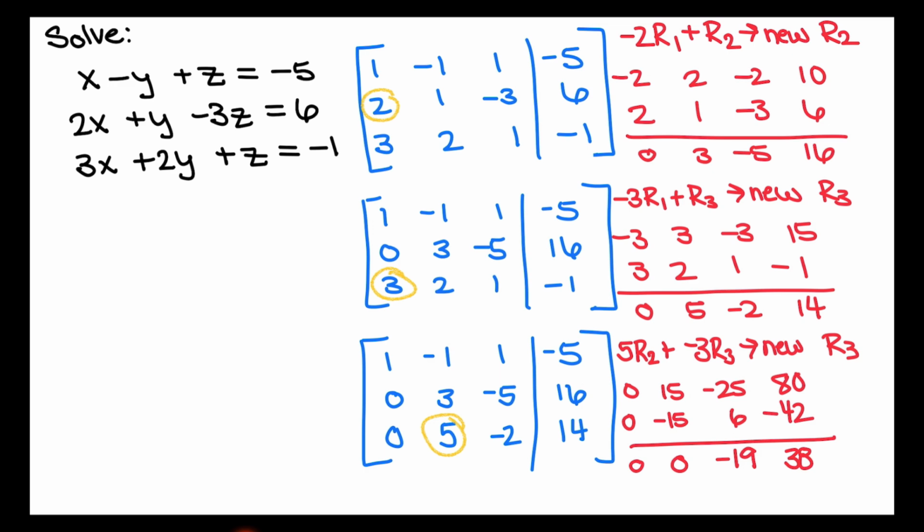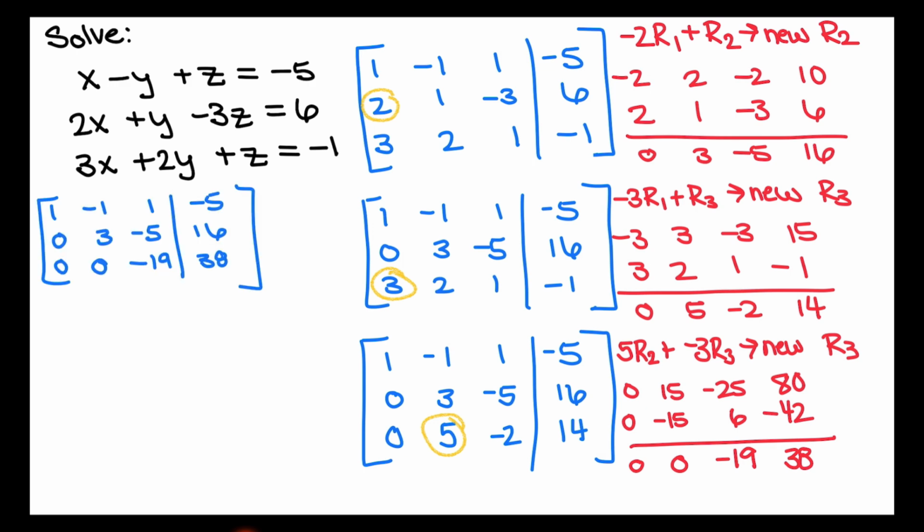All right, so let's see. 5 times row 2 would be 15, -25, 80. -3 times row 3, and yeah, there was the 0 there. I didn't say that, but I wrote it down. So -3 times row 3, we've got 0, -15, +6, -42. I add those together, 0, 0, -19, +38. And so there's my matrix. Again, there's my diagonal, zeros below the diagonal.